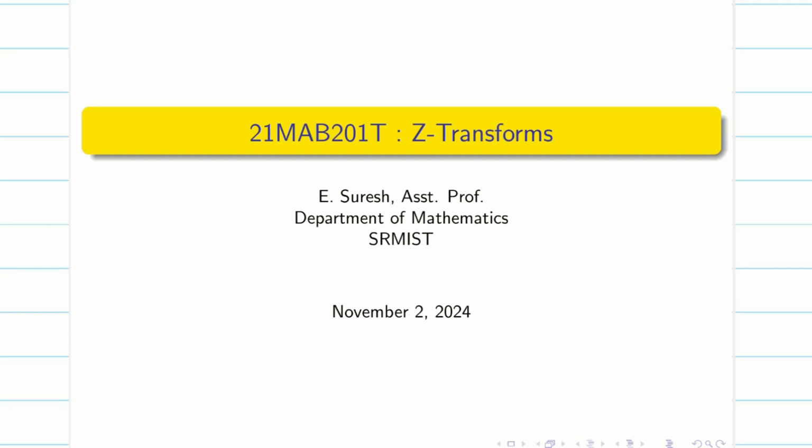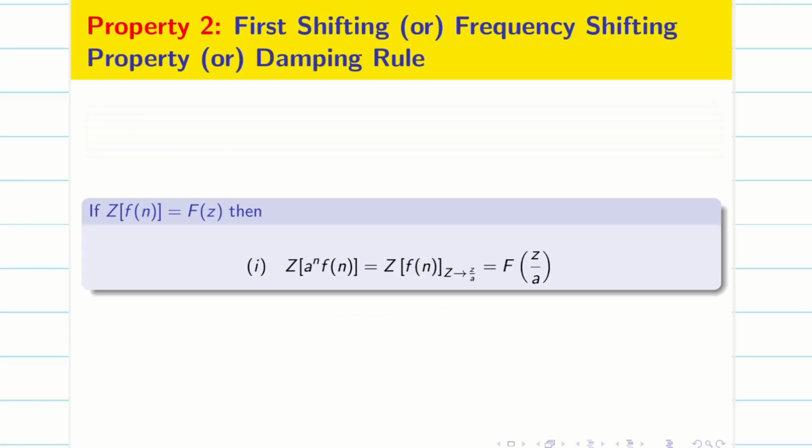Dear students, welcome to the problem solving session on Z transform using the properties of Z transform. The first property is very obvious, linear property, so we don't want to worry about it. In this session, we are going to solve problems using first shifting property or frequency shifting property or damping rule.